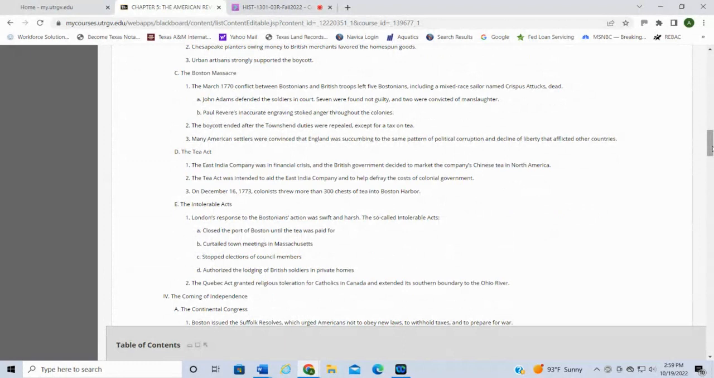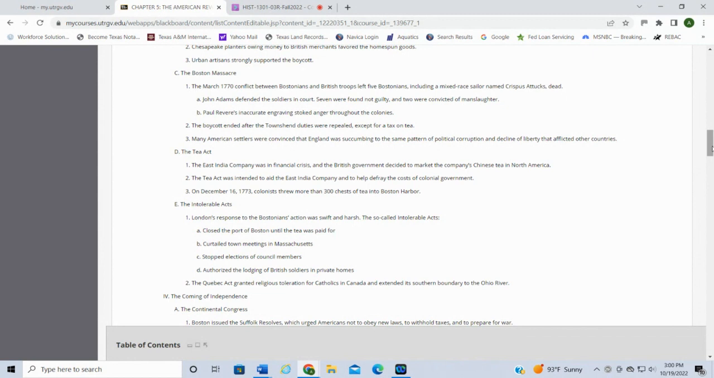So the March 1770 conflict between Bostonians and British troops left 5 Bostonians dead, including a mixed-race sailor named Crispus Attucks. So the Boston Massacre is interesting, right? Because this is the situation where there were growing tensions in Boston, because now you had the permanent quartering of soldiers there in Boston, the housing of garrisons.